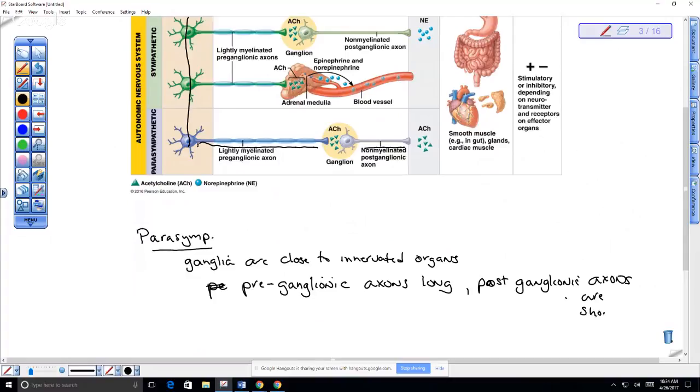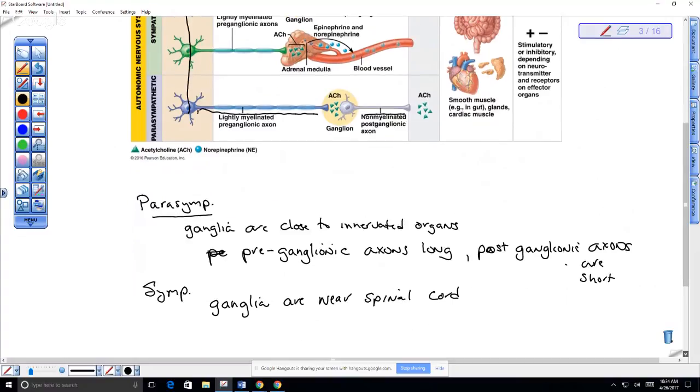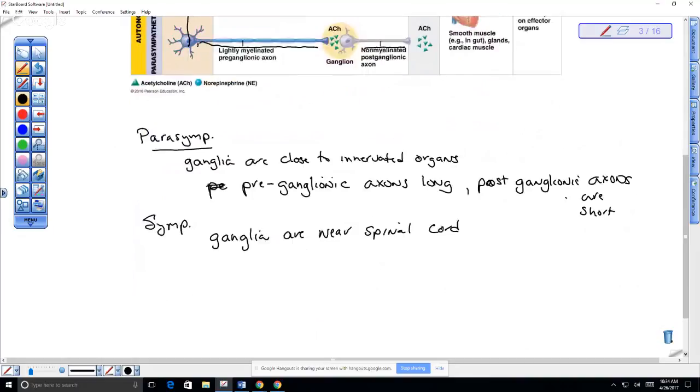Are short, maybe would be a better way to write, okay? And so in the sympathetic, it is exactly the opposite. So in the sympathetic, the ganglia are near the spinal cord. So they're not near the organs that they innervate, but rather they almost immediately go to ganglia that line up next to the spinal cord, right?